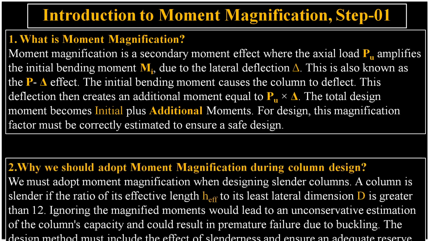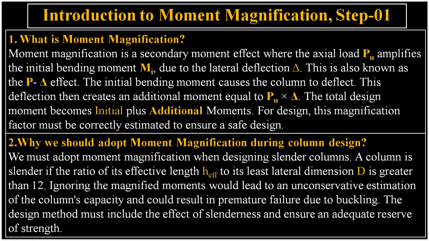Why and when to adopt moment magnification? We must adopt moment magnification when designing slender columns. A column is slender if the ratio of its effective length LE to its least lateral dimension D is greater than 12. Ignoring the magnified moments would lead to an unconservative estimation of the column's capacity and could result in premature failure due to buckling. The design method must include the effect of slenderness and ensure an adequate reserve of strength.